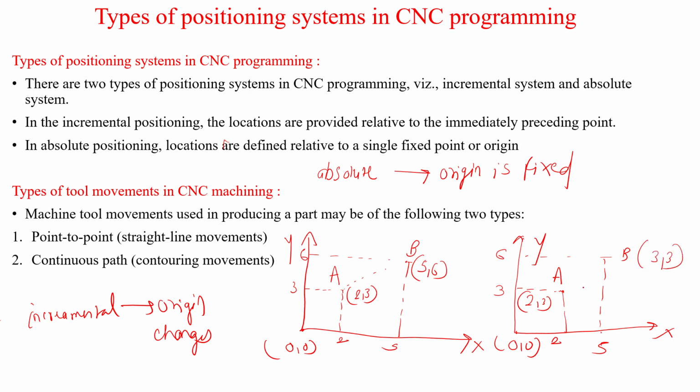Why 3, 3? Because when you are moving from A to B, now for B, this is not the origin, this is the origin. So with respect to A, we will see what is the position of B. Actual position of B is 5, 6 only. But in the incremental system, we will forget this as the origin, and now our new origin is A. So this distance is 3 and this distance is 3. So the new coordinate of B is 3, 3. Have you got this?